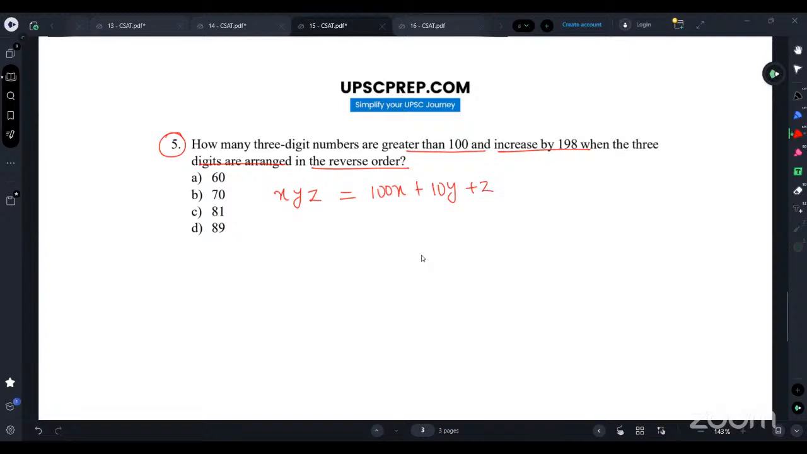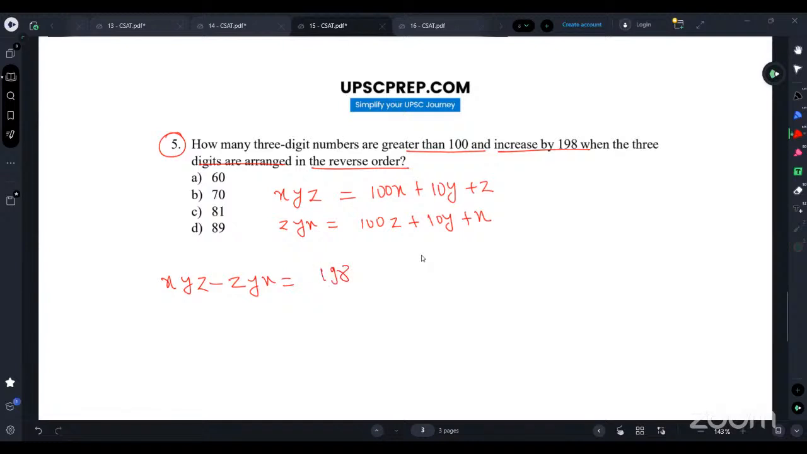Okay, what will be the reversed number of this? It will be zyx. How do we write the expanded form for this? It will be 100 times z plus 10 times y plus x, right? Now what they are saying, if we take the subtraction of this reversed number with respect to the original number, that is basically 198.